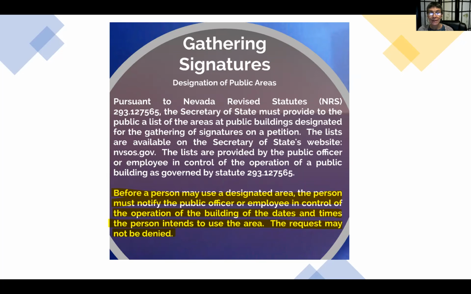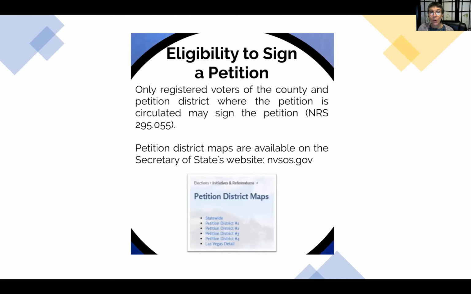You have to contact either the public officer or the employee in control of the operation of the building to let them know the dates and times that you will be in the area to gather signatures. So eligibility to sign a petition, again, only registered voters of the county and petition district where the petition is circulated may sign the petition. The petition district maps are available on the Secretary of State's website.